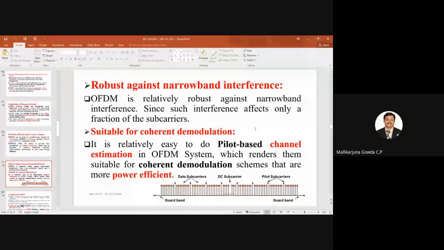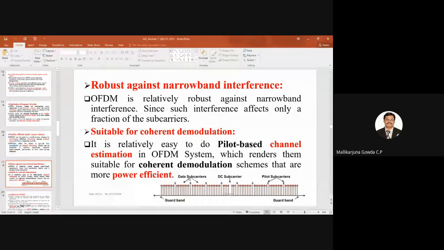So this OFDM is suitable for coherent demodulation because here we will be using the pilots. It is relatively easy to do pilot based channel estimation in an OFDM system, which is suitable for coherent demodulation, that is more power efficient, as we say.